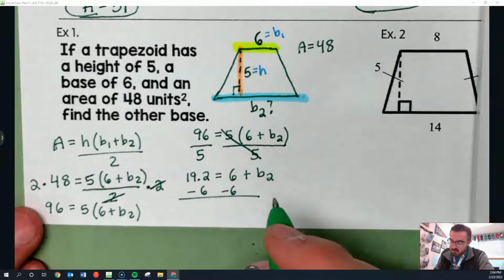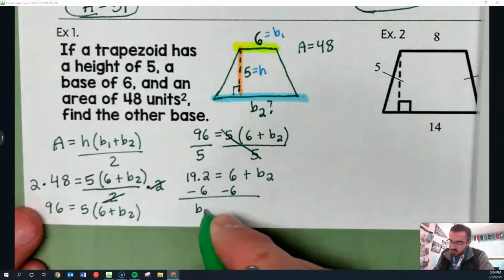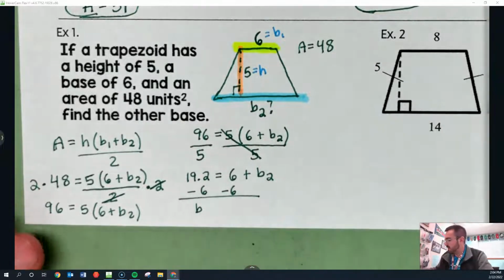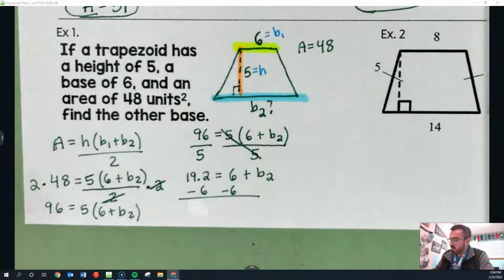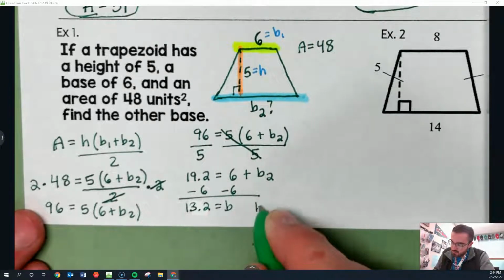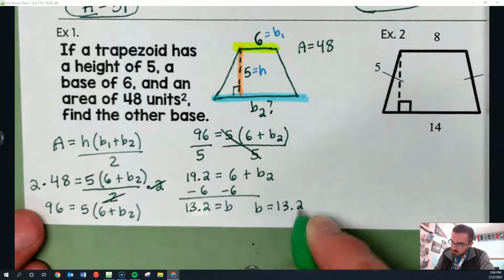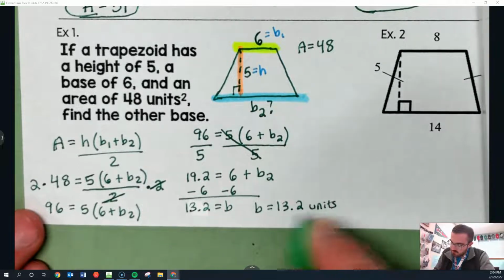So I'm going to get, I believe, B2, or sorry, let me write that slightly different. We'd get 13.2 equals B. So let's say B equals 13.2 units, B2.